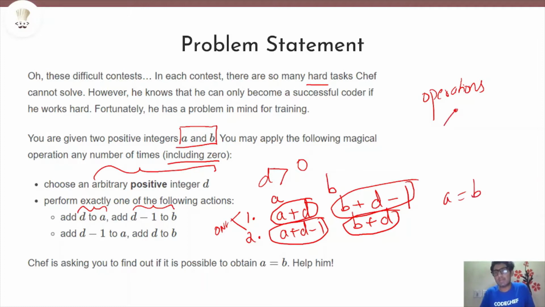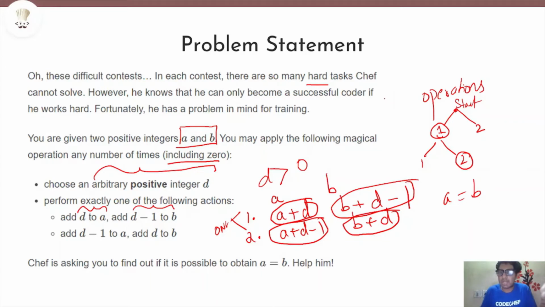At each step you have two choices. You can either do operation type 1 or operation type 2. Let's say that you start here and then you perform operation type 1, which means that after applying the operation the new a value will be a plus d and the new b value will be b plus d minus 1. After this again you can perform this or this. So let's say you perform this second operation. If you perform this second operation, then the new a and b values will change according to this.